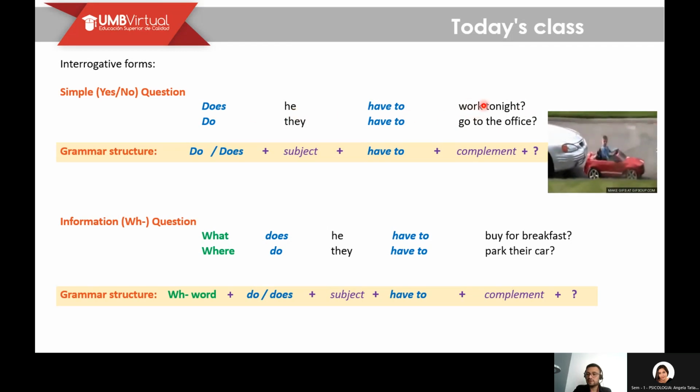So look at the main verb. It is without any conjugation. It keeps the same. Now, if we have a WH question, an information question, once again, you keep the same structure of a yes/no question and add the question word at the beginning, the WH.